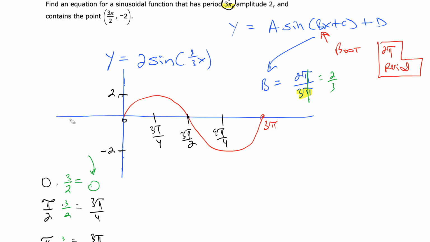So what we have so far is this graph. We just need to know how much to move that thing down so it goes through the point 3 pi over 2 comma negative 2. Right now it's going through 3 pi over 2 comma 0. So how do we make that thing go through 3 pi over 2 comma negative 2? Bring it down by 2. So what do we do to this equation to bring it down by 2? Good. Yep, add a minus 2 right there. And that'll bring this whole thing down by 2. That's the answer.